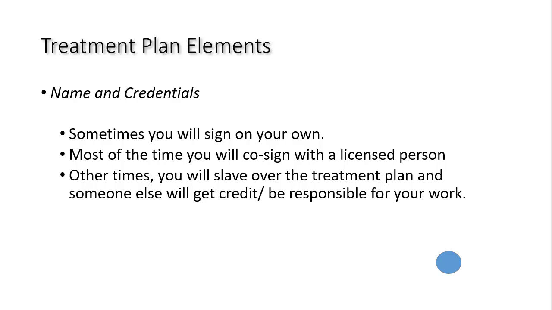And then the last element of the treatment plan is the name and credentials. When you sign a treatment plan, you're going to sign it yourself if you are a fully licensed practitioner. Generally, when you're right out of school, you will not be fully licensed. You will be limited license, which means that you can still practice and everything, but you have to have a supervisor sign off on your work.